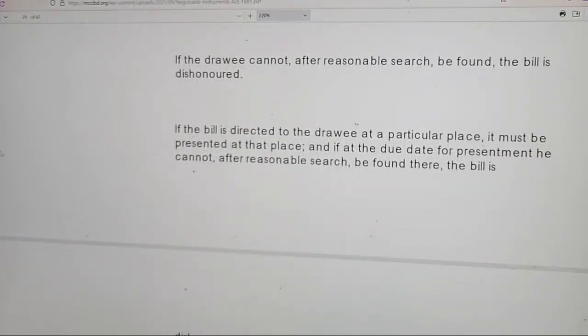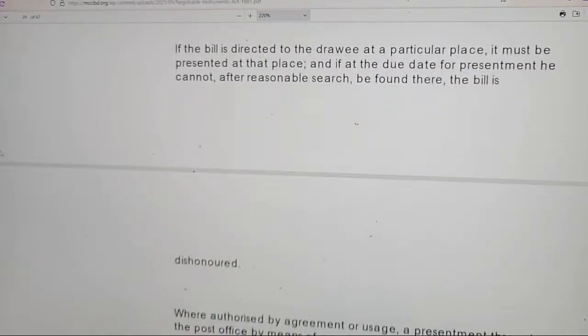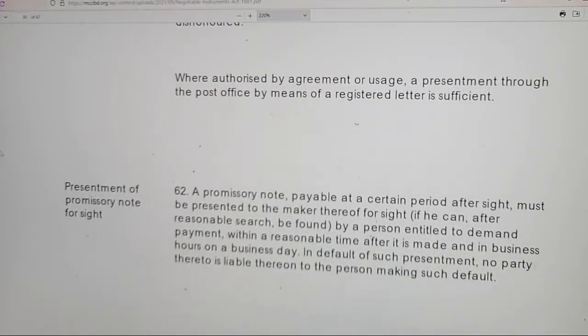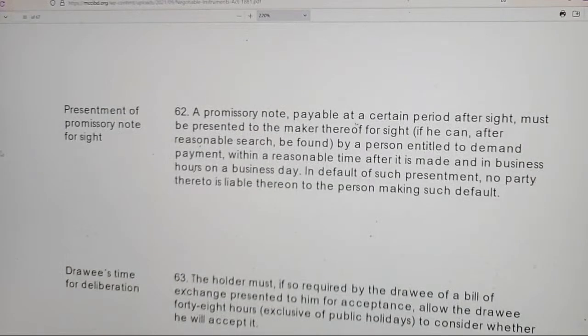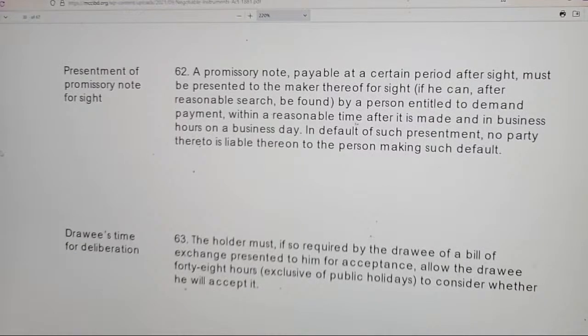If the drawee cannot, after reasonable search, be found, the bill is dishonored. If the bill is directed to the drawee at a particular place, it must be presented at that place, and if at the due date for presentment he cannot, after reasonable search, be found there, the bill is dishonored. Where authorized by an agreement or usage, a presentment through the post office by means of a registered letter is sufficient.